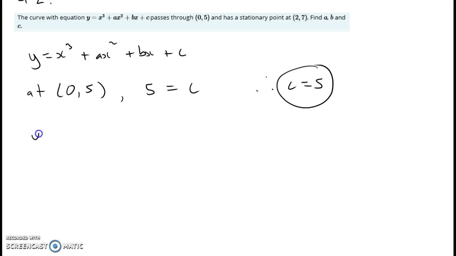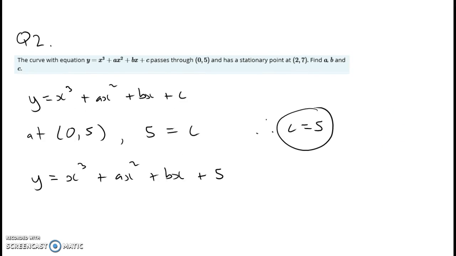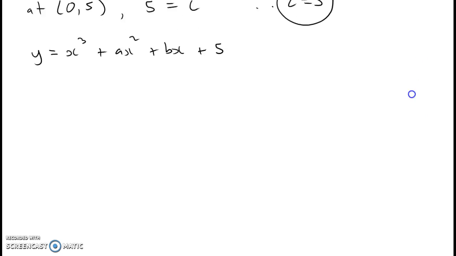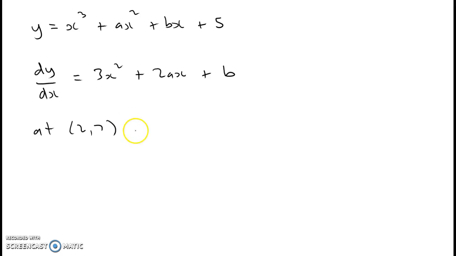So our new rule will become y equals x cubed plus ax squared plus bx plus 5, since we know c is 5. If we know that we have a stationary point at (2, 7), we know that at that point there, (2, 7), the derivative will be equal to 0. So dy/dx equals 3x squared plus 2ax plus b. And we know at the point (2, 7), it's a stationary point, so we know that dy/dx equals 0.